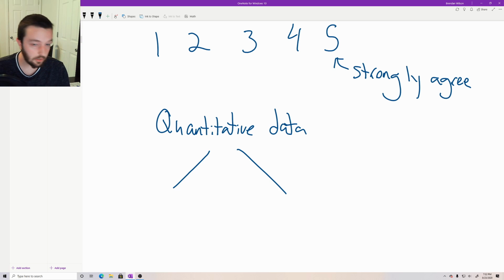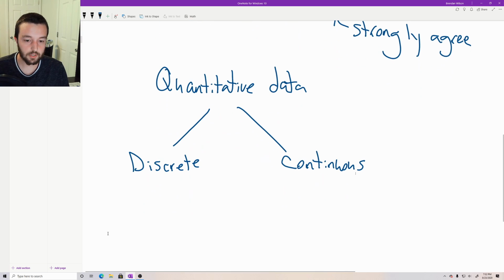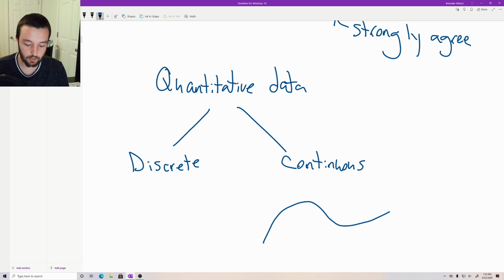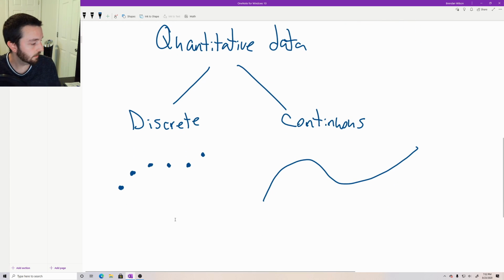So we can divide it into two different types. The first one would be discrete, and the second one would be continuous. Okay. So continuous means, in general, that you can represent it as one straight line, no breaks in it or anything. It's just one continuous line. Whereas discrete means it is kind of broken up like this, right?